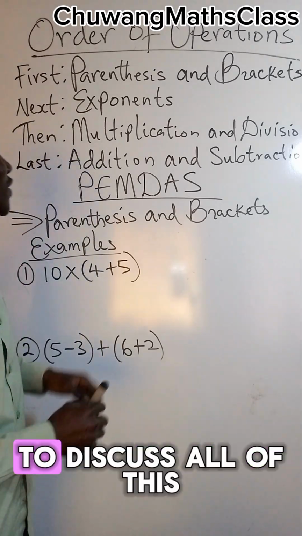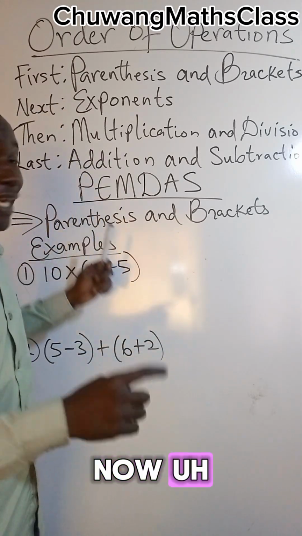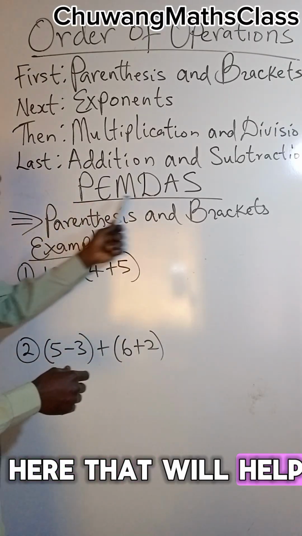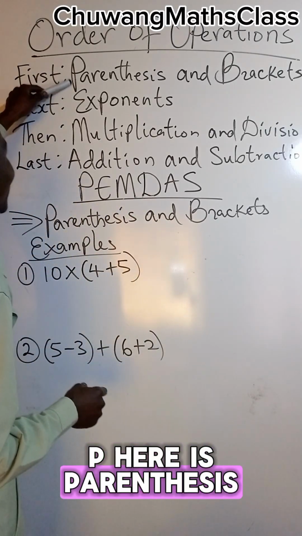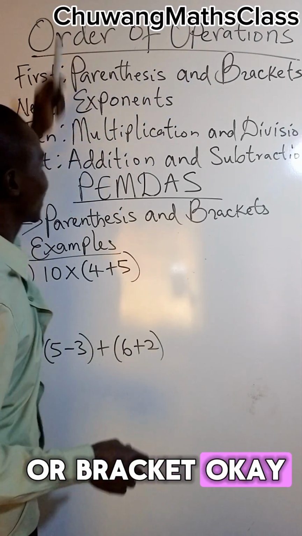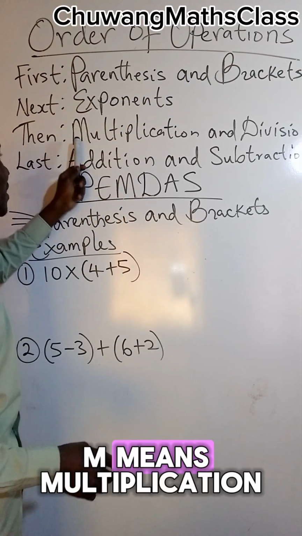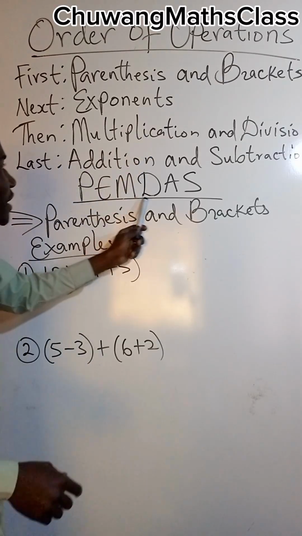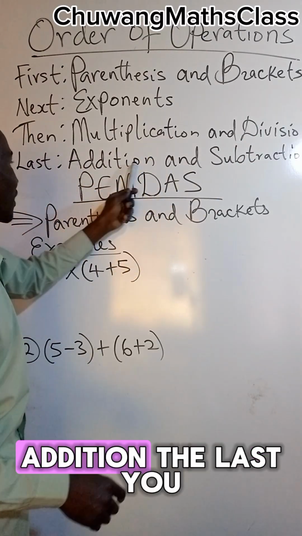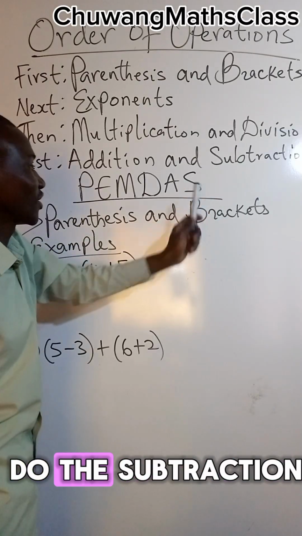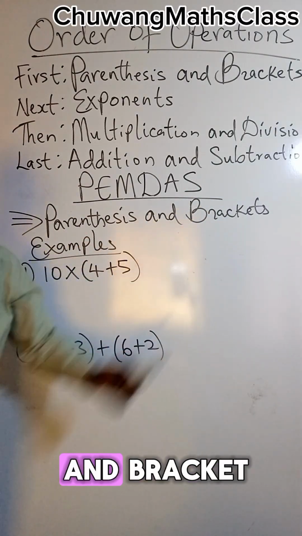Now we are going to discuss all of this one after the other. Now, there is an acronym here that will help us to remember. So, this P here is parenthesis or bracket. E here is the exponent. M means multiplication. D here is division. A here is addition. Then last you do the subtraction. Let's look at parenthesis and bracket.